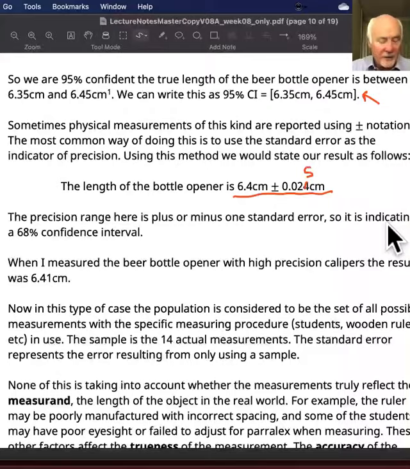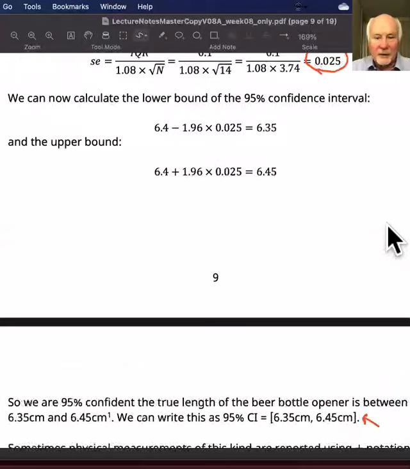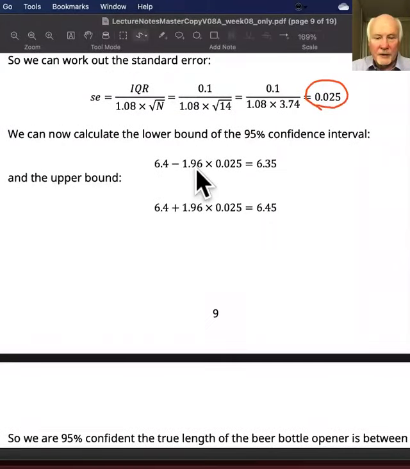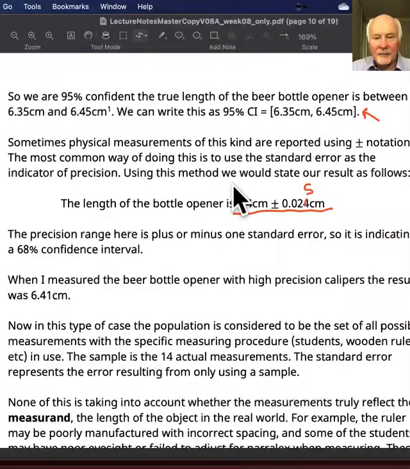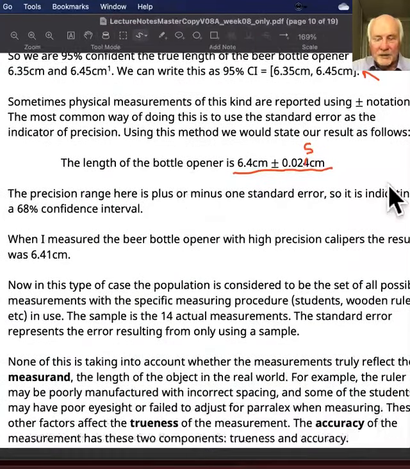And I think I have mentioned to you once already that if you use a critical value of 1.96, you get a 95% confidence interval. If you use a critical value of 1, in other words, you just have the median plus or minus the standard error, you get a 68% confidence interval. So just be aware of that. You will see this from time to time.